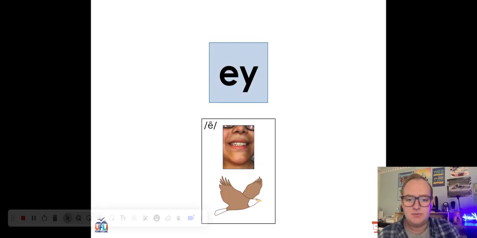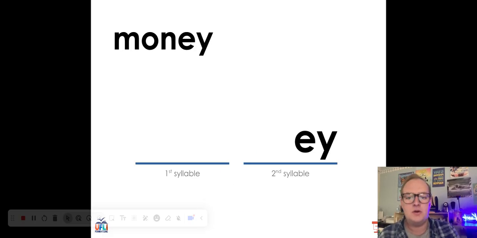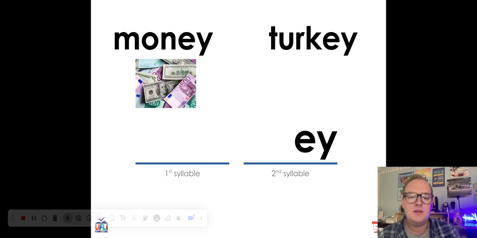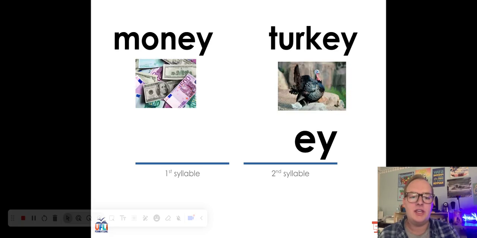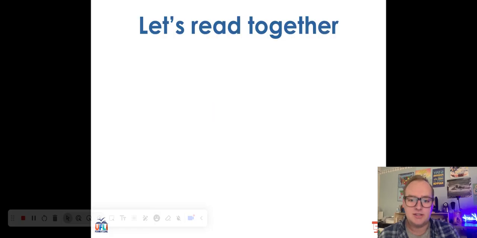The last vowel team that we discussed yesterday with day 1 was EY. EY spells E, and it comes at the end of the second syllable, like in the word money or the word turkey. So we now have 6 different ways that we can spell the long E sound, and it can get kind of tricky, but the key is that we need to continue to practice.